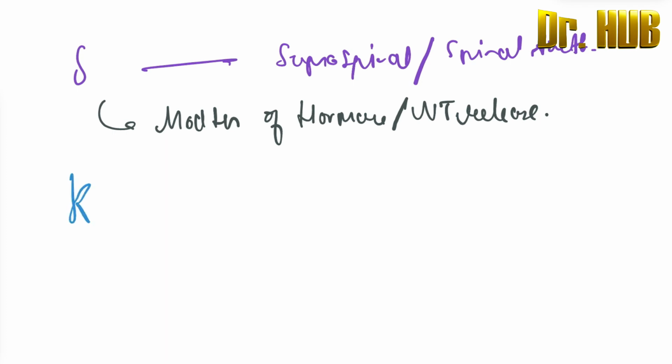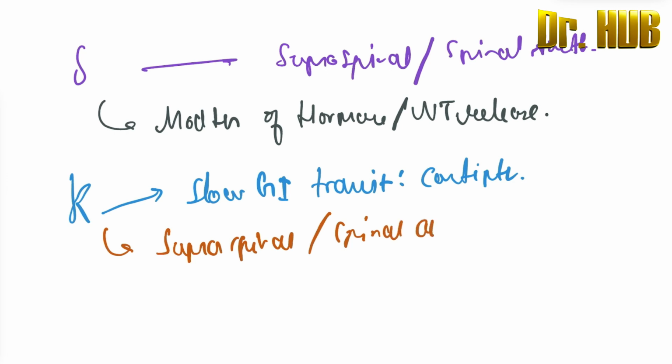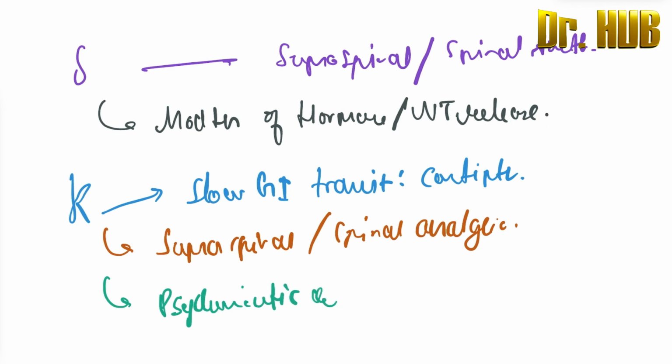Next we move on to K, that is kappa. In terms of kappa, there is slow GI transit, this leads to the constipation. Then comes the supraspinal and the spinal anesthesia, analgesia. The kappa again contains a psychomimetic effect. So psychomimetic effect, that is dysphoria.